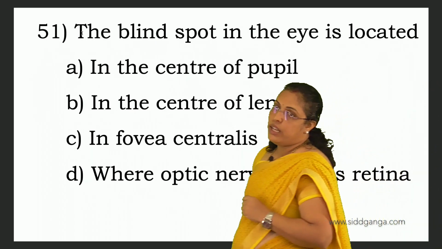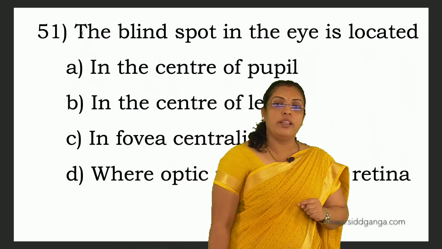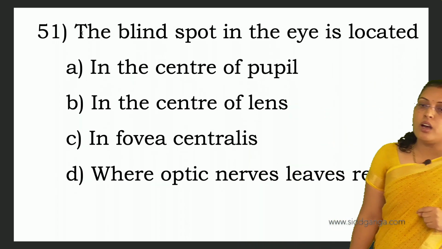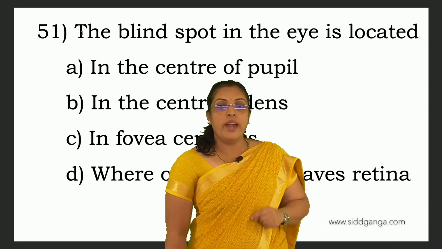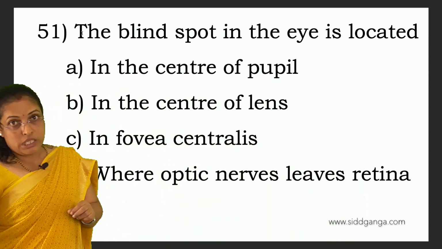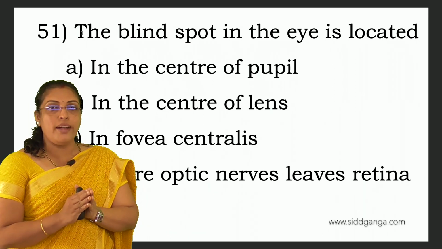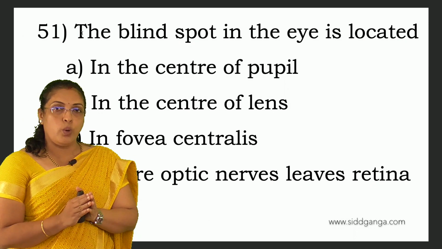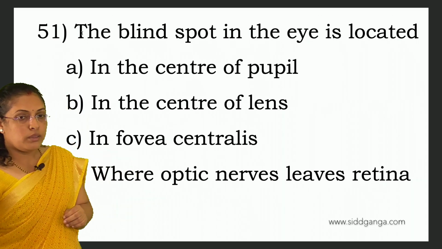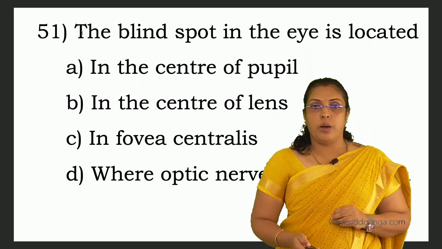The blind spot in the eye is located: in the center of the pupil, in the center of the lens, in the fovea centralis, or where optic nerves leave the retina. The blind spot in the eye is located where the optic nerves leave the retina. There no rods and cones are present. In the blind spot, rods and cones are absent. That's why there is no image formation. So for 51, the answer is where the optic nerves leave the retina.